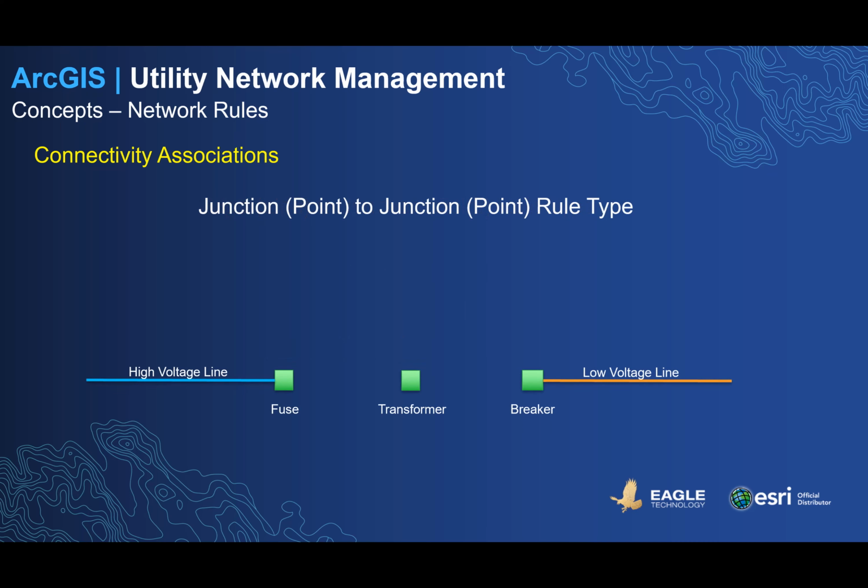A junction-to-junction connectivity association is used to connect points to each other by using implicit connectivity. Junction-to-junction connectivity rules manage this type of association. This rule type also supports connection to terminals on device features. So you can define connectivity associations for device and junction feature classes in a domain network as long as the network rules exist to support the association.